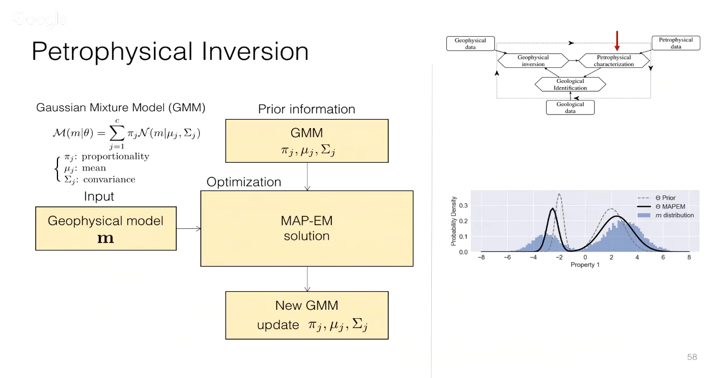The prior distribution is this dashed line here, and then put into this inversion, which is a MAP EM solution, you end up with something now that looks like the solid curve here. So that readjusts what your Gaussian mixture model is, and it outputs the new proportionality, the new set of means, and standard deviations.